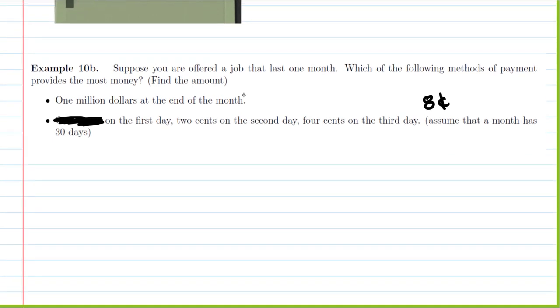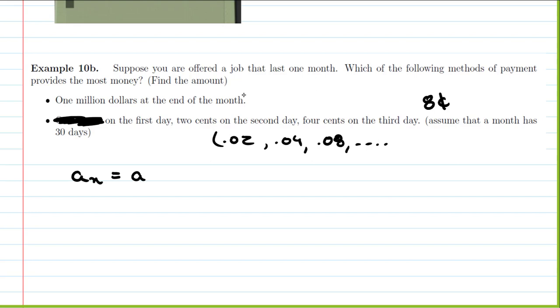So the first thing we're going to notice is that we're going to have a geometric sequence. So a sub n, our first day is going to be 2 cents. So we're going to go 0.02, 0.04, 0.08, and that pattern continues forever.